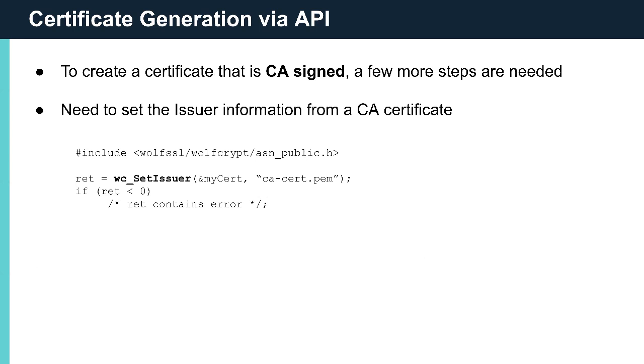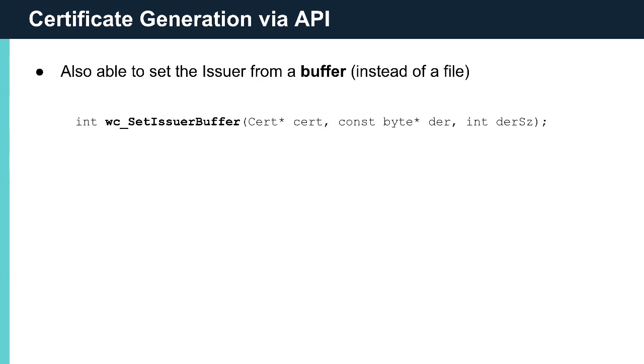Now let's talk about creating a certificate that's CA signed instead of self-signed. So you need a couple extra steps. First, you have to set the issuer into your certificate structure by using the wc_set_issuer command. That second argument there is actually a path to a file, a CA file. If you don't want to use a file for the issuer, you can set that from a buffer, a DER buffer, using wc_set_issuer_buffer.